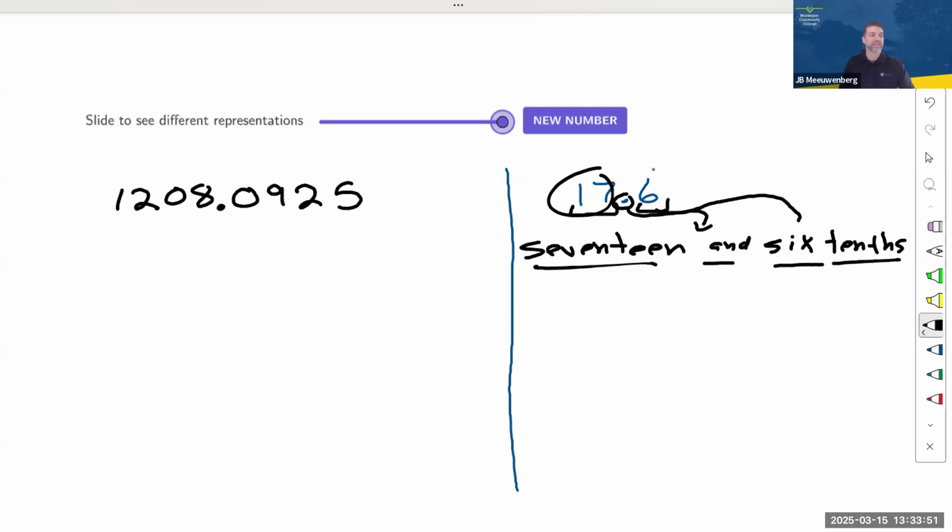17 and 6/10. So could you figure out what this big number over here would be read as? Can you figure out what that might be? Take a moment and try to figure that out.